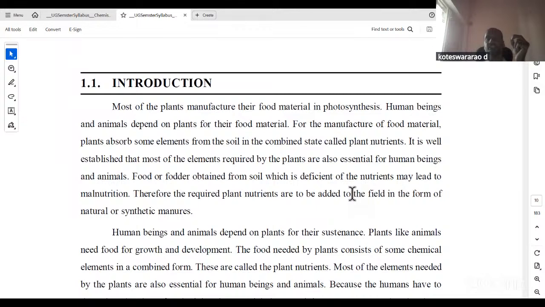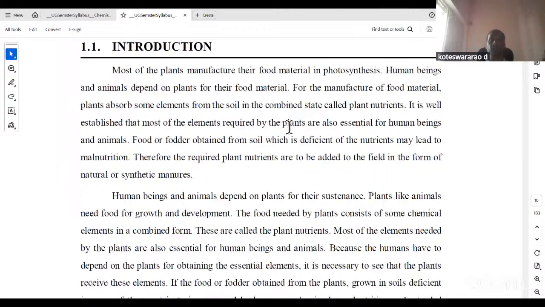Most of the elements needed by plants are also essential for human beings. Whatever elements the plants absorb from the soil or atmosphere are also utilized by human beings and animals for their growth and development. Because humans depend on plants for obtaining essential food elements, it is necessary to see that plants receive these elements from their source of absorption.